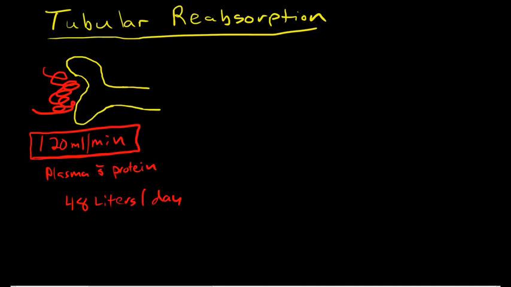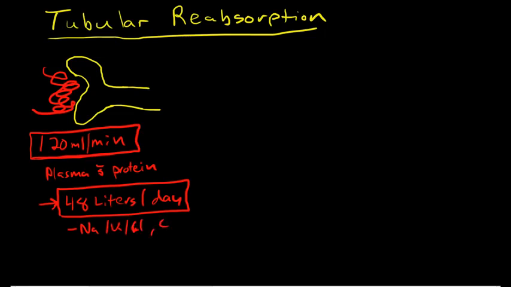Now, obviously, nobody can survive if they are not reabsorbing any of their filtrate, because you can't survive if you are urinating 48 liters per day with all the electrolytes, the sodium, potassium, chloride, calcium, and all the important electrolytes. There's no way that you could replace them, right? So we need to reabsorb most of this.